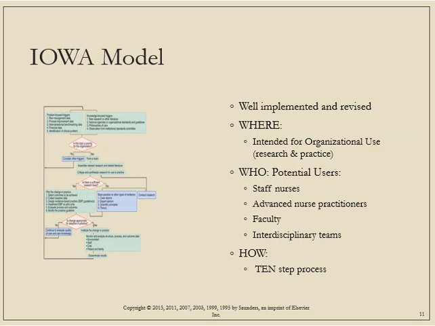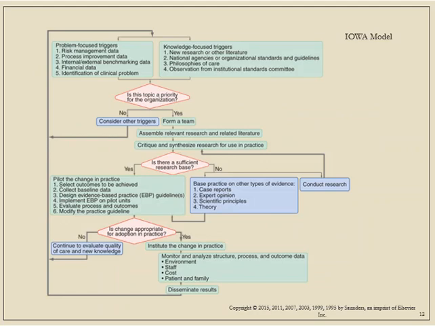So in the slide, it talks about where it's intended to be used, who the potential users are, and then how it's a 10-step process. So the explanation starts on page 389. The picture of the Iowa model does look a little bit different than the picture I have on the slide. It is on page 390. Essentially, though, the Iowa model starts with triggers. So teams are formed to develop, implement, and evaluate the practice change, and then a team would select, review, critique, and synthesize research evidence. And a practice change is piloted.